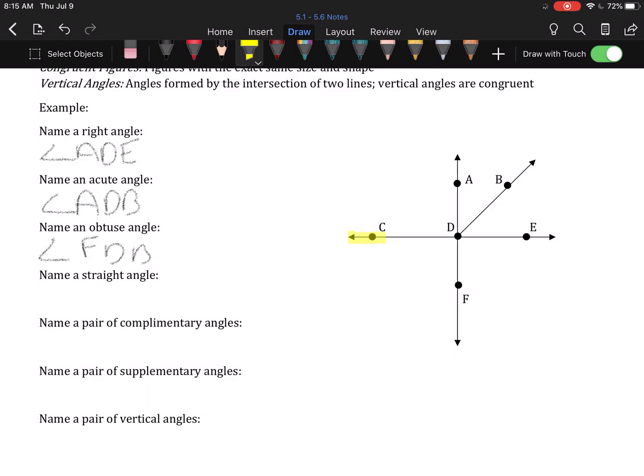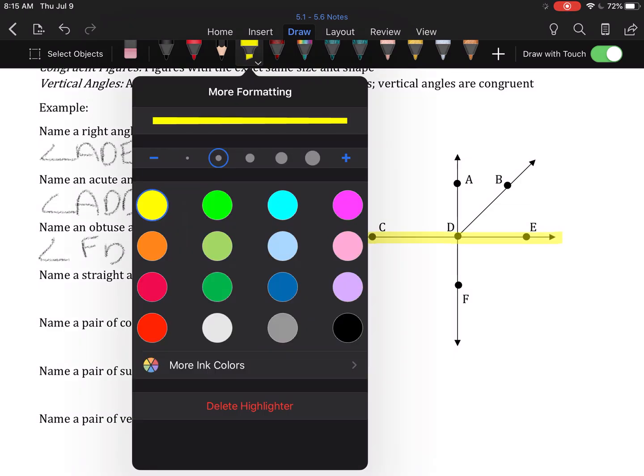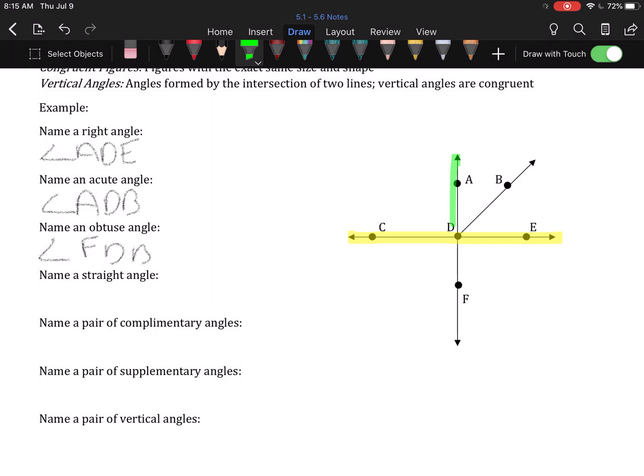Straight angles. You're looking for a line. There are 2 of those. It doesn't matter which one we choose to name. Angle ADF is a straight angle.